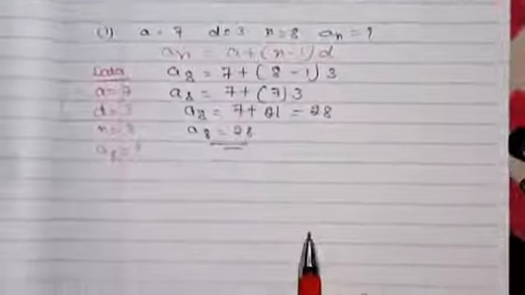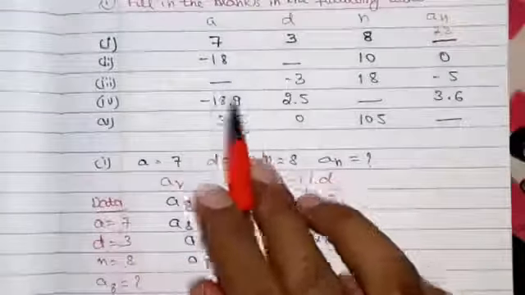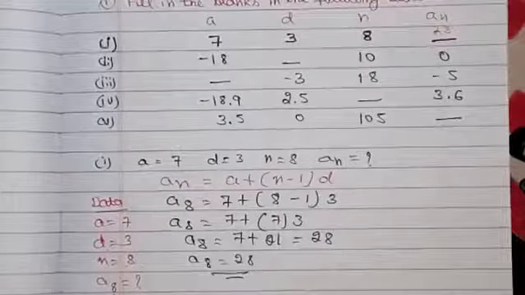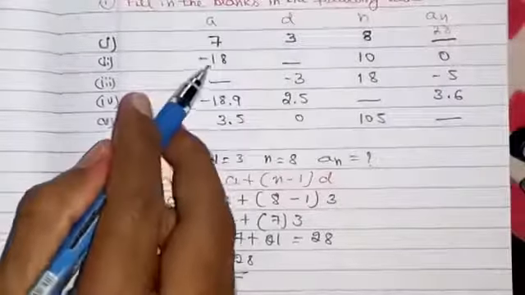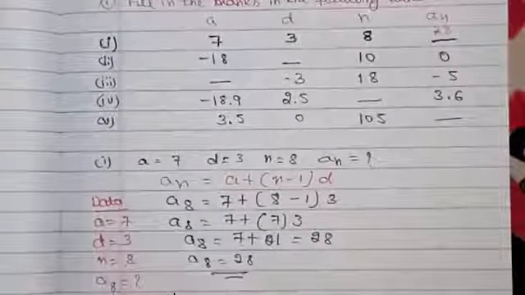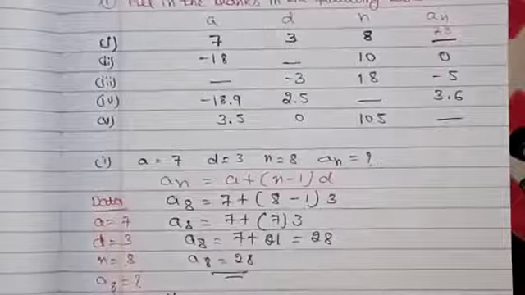Right, children? This is the first one. Now I'll take the second one. Whatever data they have given, I'll write down. I'll write the second one here. They have given a is equals to minus 18. So therefore a is equals to minus 18.